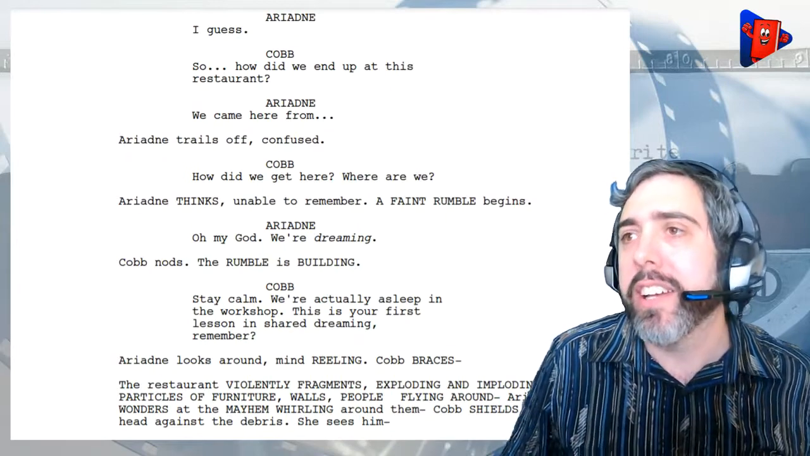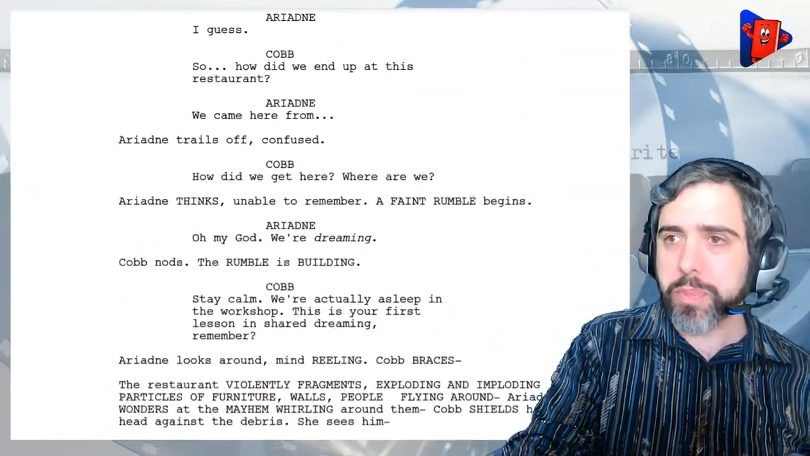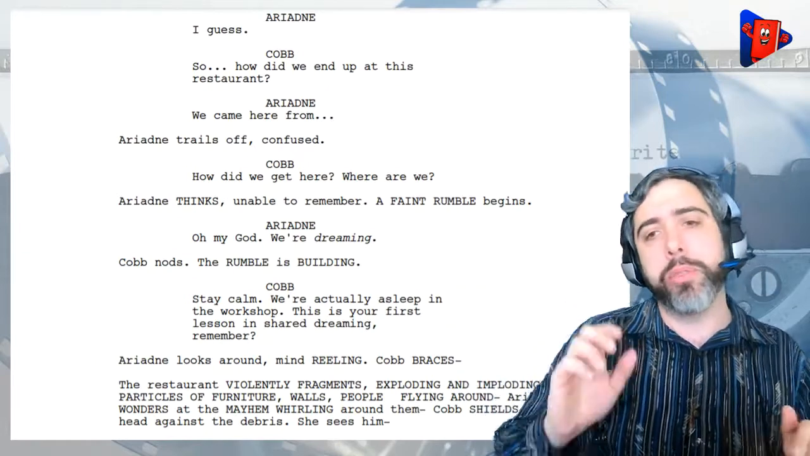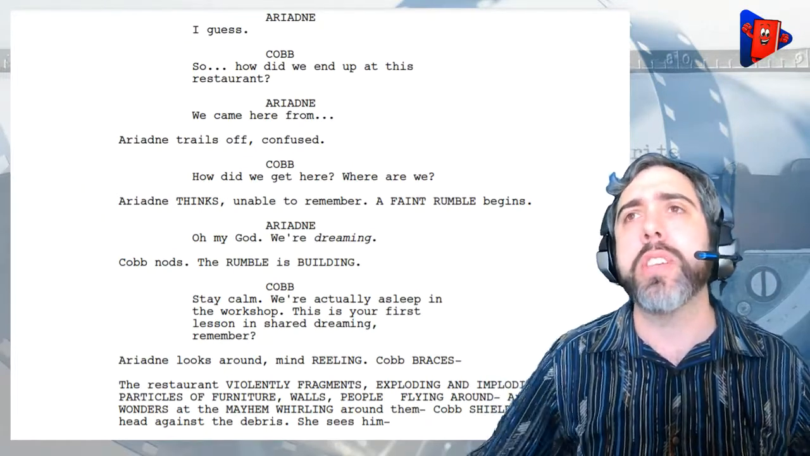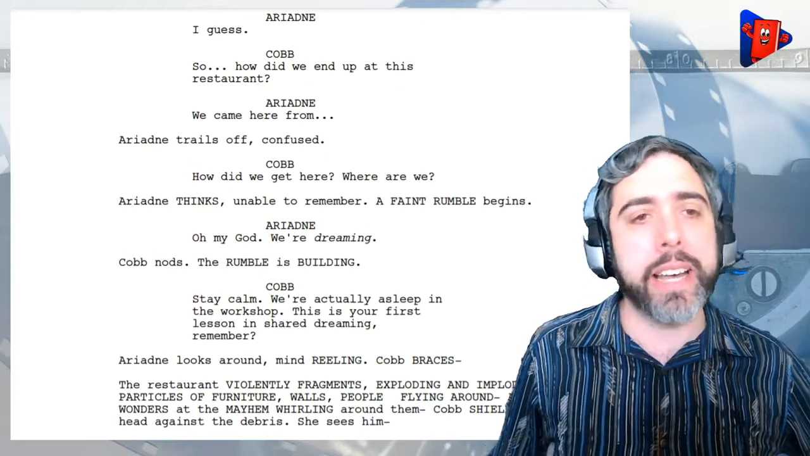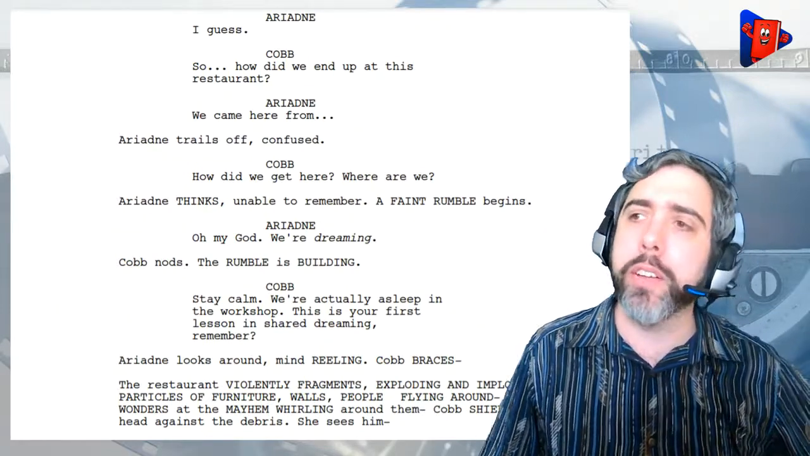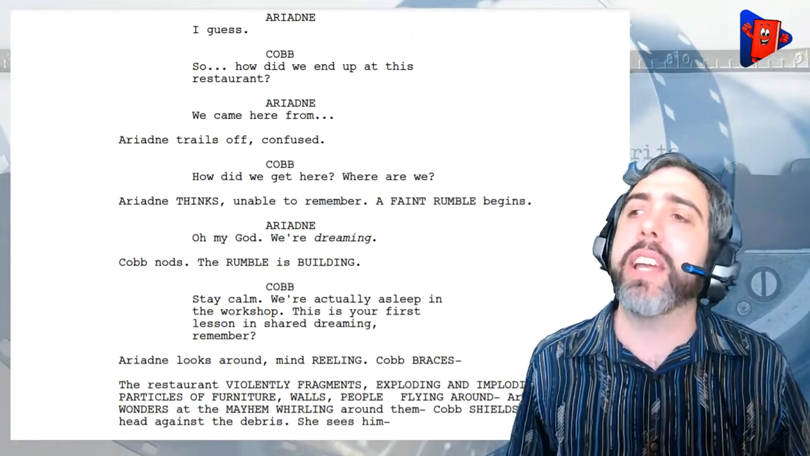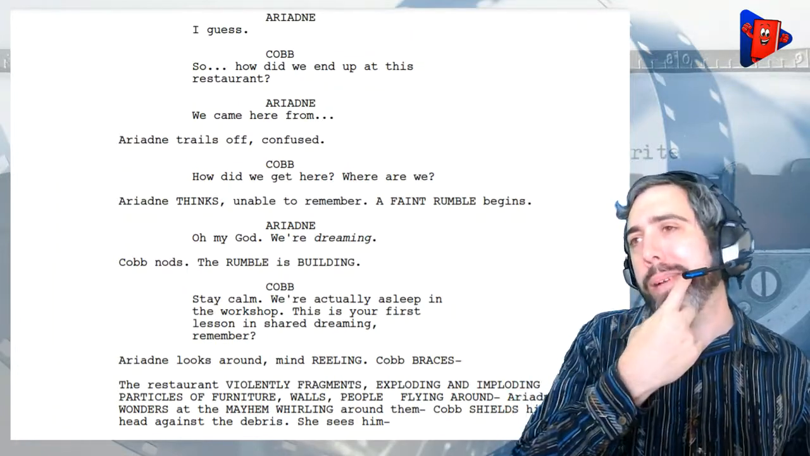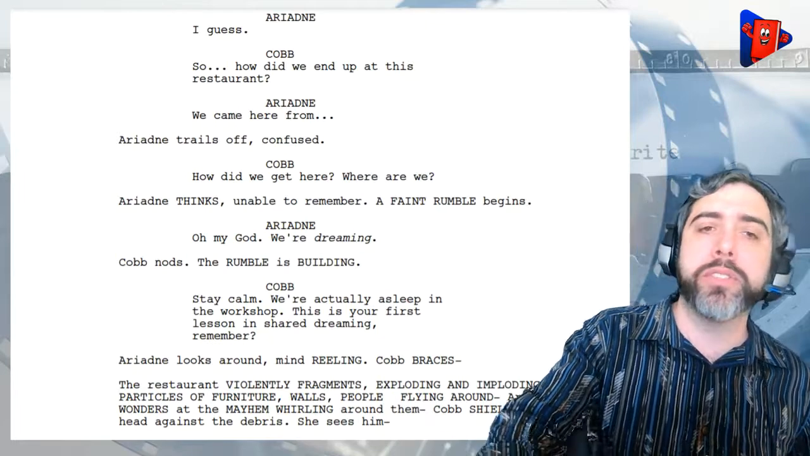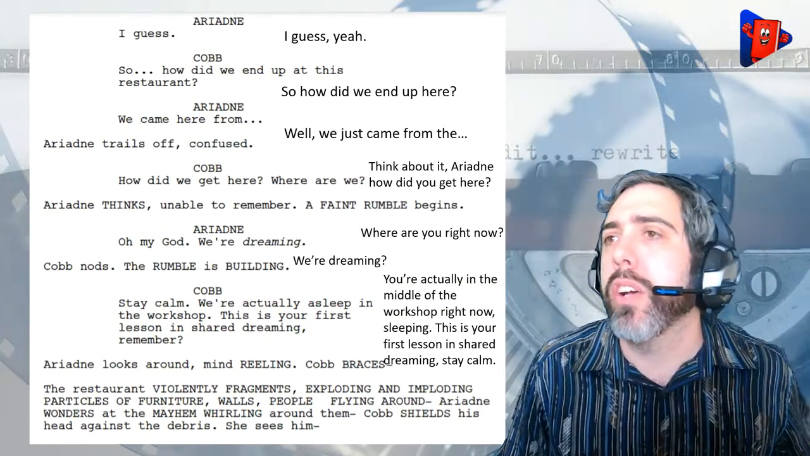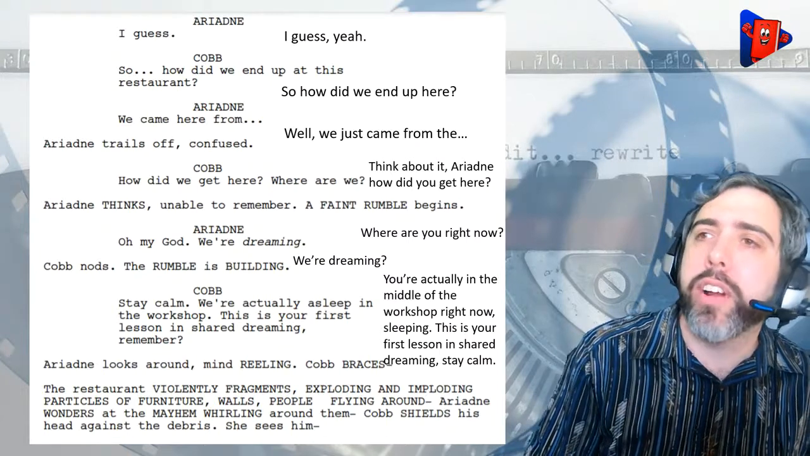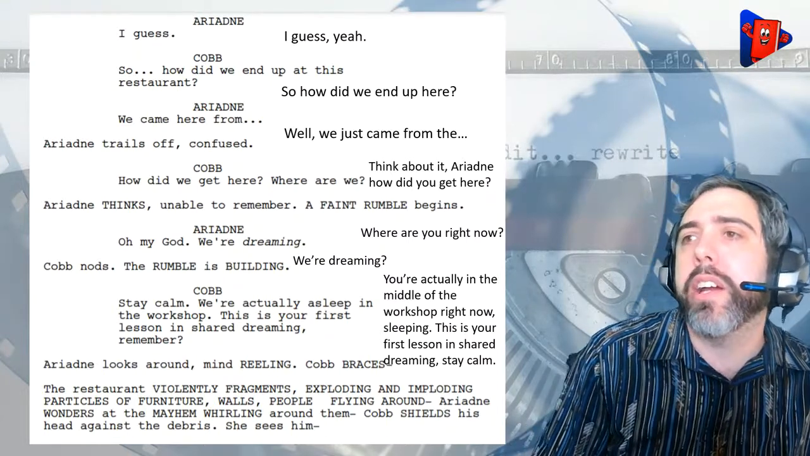Very, very clever. Now, one thing that's interesting when you look at the script versus the movie is you can see that the actors did a lot to make the dialogue feel a little more natural, a little more fluid. So what I have here is the shooting script, and then I'm going to superimpose the actual dialogue from the movie. So you can see how it changes: instead of "how did we end up at this restaurant," he says, "how did we end up here?"